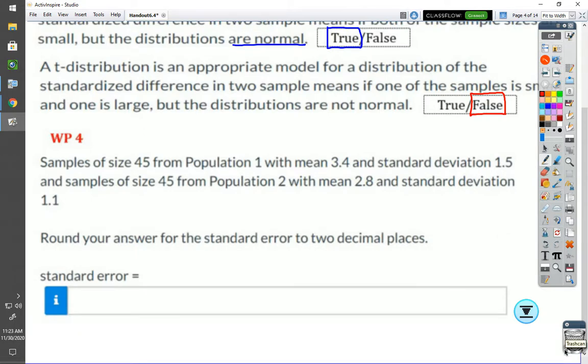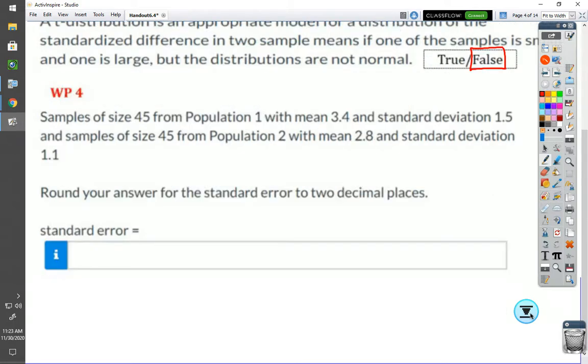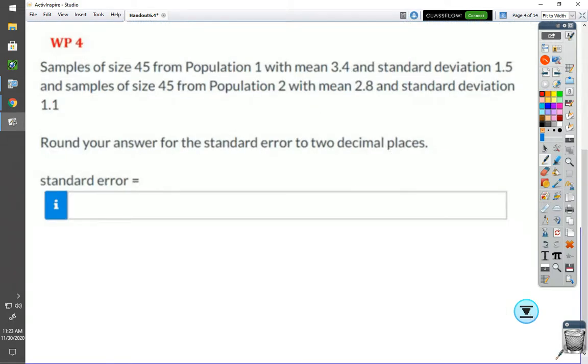We have a question that says, samples of size 45 from population 1 with a mean of 3.4 and a standard deviation of 1.5, and samples of 45 from population 2 with a mean of 2.8 and a standard deviation of 1.1. Round your answer for the standard error to 2 decimal places. Okay, so I'm going to give myself a little bit of room here so we can make the calculation.